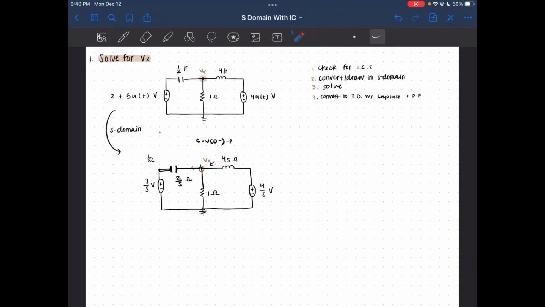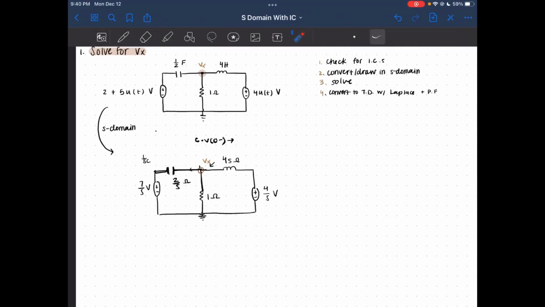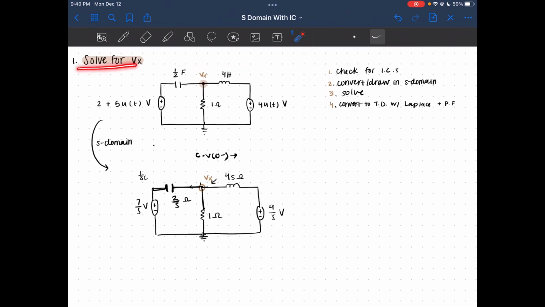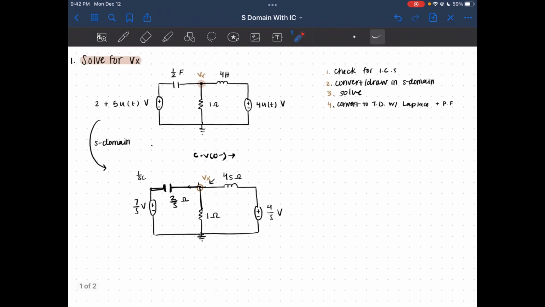Howdy everyone, today we will be going over S-domain analysis with initial conditions present. So for our first problem, we're going to solve for Vx, which you can see is right here in this node. When we solve for initial conditions in the S-domain analysis, that's the first step.